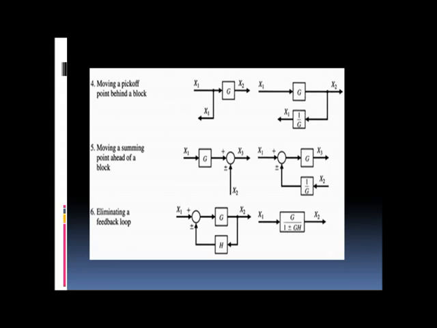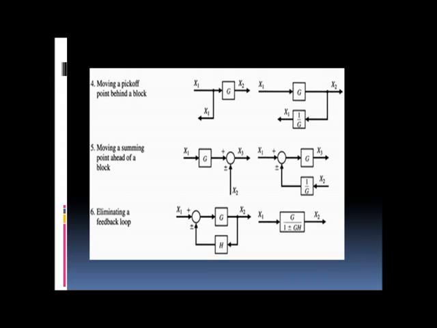Now we're looking at the fourth point, which is moving a branch point behind a block. When you're moving a branch point behind a block, the branch from the branch point will get a block which is the reciprocal of the block behind which you're moving the branch point. So when you're moving a branch point behind the block, the branch from the branch point will get a new block which is the reciprocal of the block behind which you're moving the branch point.